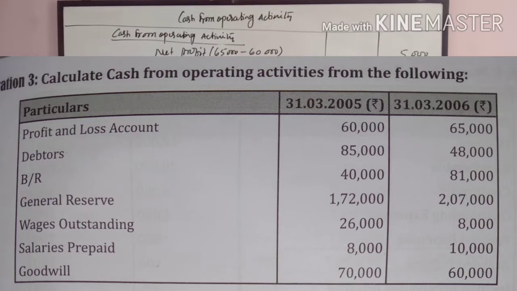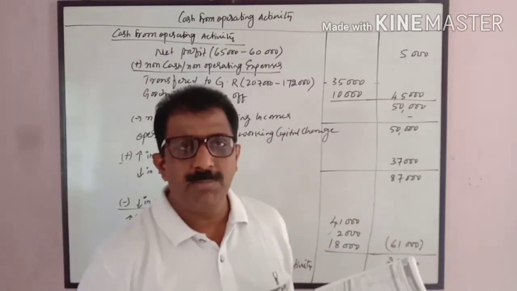Calculate cash from operating activity from the following: profit and loss account opening balance, 31/3/2005, is 60,000 and 31/3/2006, 65,000. Debtors 85,000 and 48,000, bills receivable 40,000 and 81,000, general reserve 1,72,000 and 2,07,000, wages outstanding 26,000 and 8,000, salaries prepaid 8,000 and 10,000, goodwill 70,000 and 60,000. In this, both P&L related items as well as current assets and current liabilities are given.